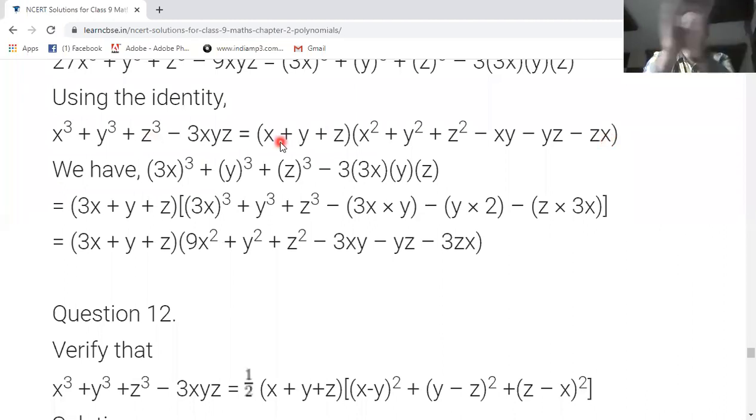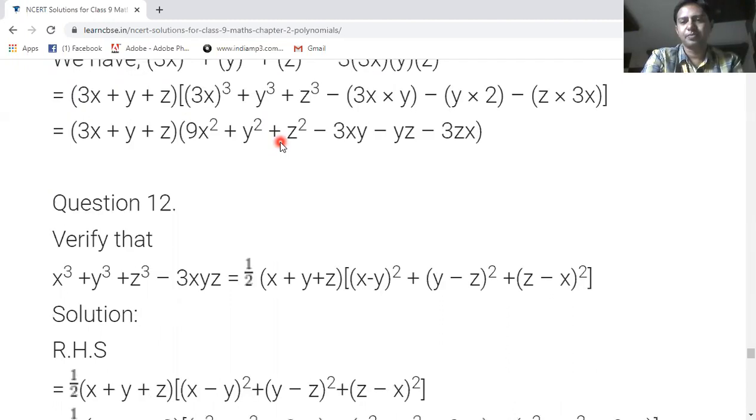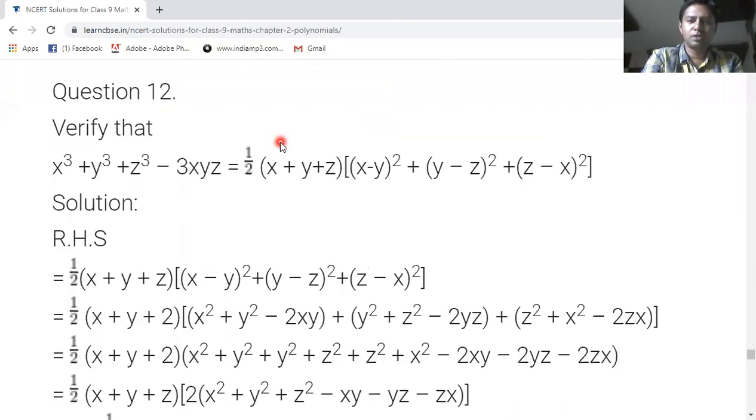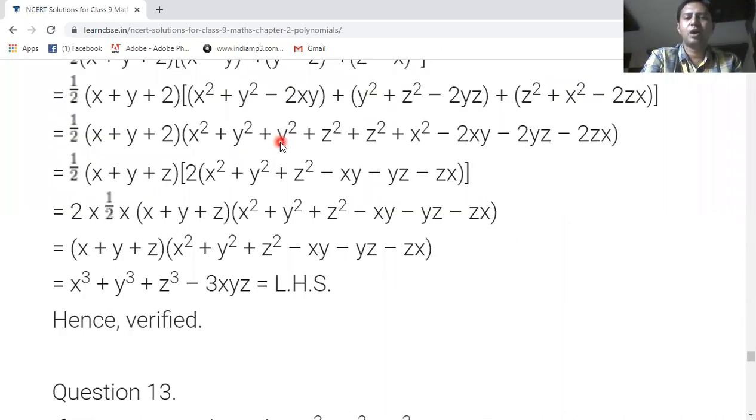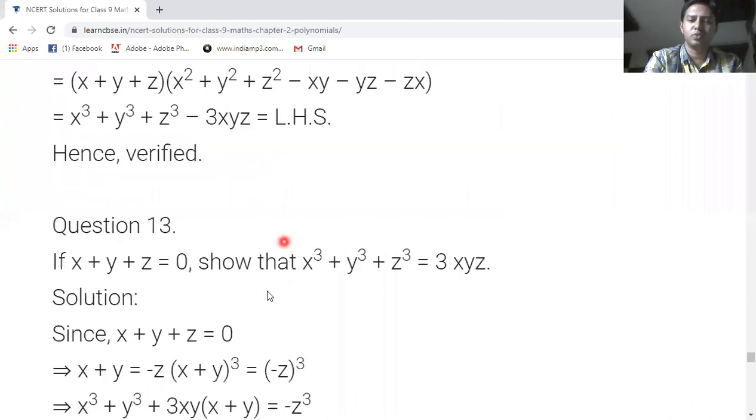Just transpose this 3xyz from the left hand side to the right hand side. While transposing this minus 3xyz, we'll get x cube plus y cube plus z cube is equal to 3xyz. Hence verified. So if this question comes for 1 mark, we can solve it using the identity. If it comes for 2 marks, we can solve it in this way. And very simply, using the identity, we can solve it in 2 steps only.